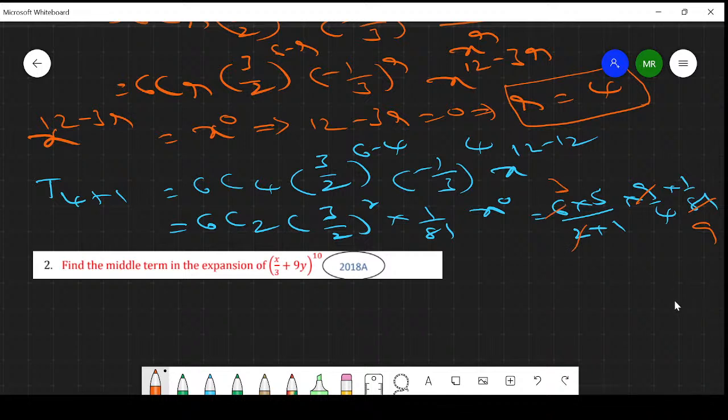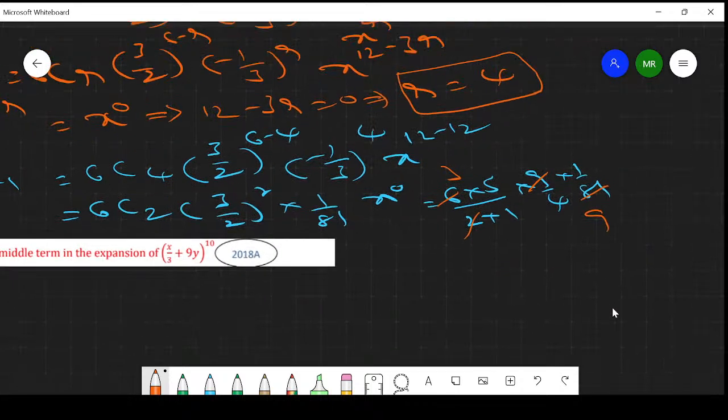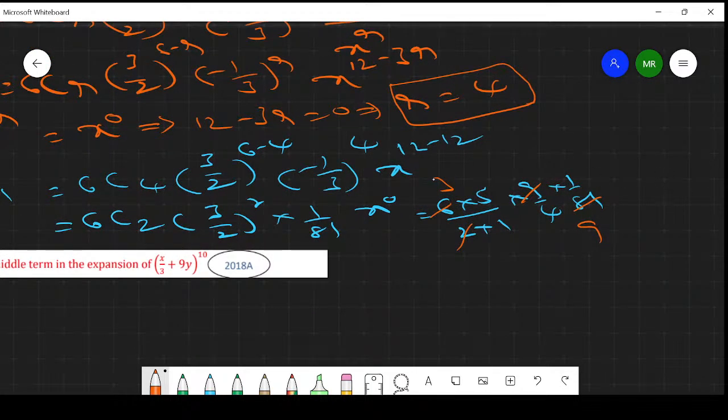I can simplify this, right? Two threes, again 3 I can simplify. This is 2 threes are 6, again this one 3 threes are 9. It will be 5 by 12. 5 by 12.